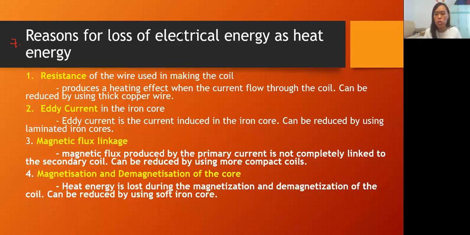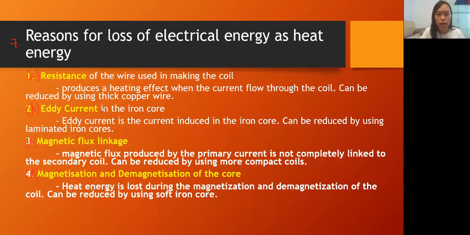So there are 4 reasons altogether. First, the resistance of the wire, then the eddy current, and also the magnetic flux leakage, and also the magnetization and demagnetization of the core. For each and every reason, we have a way to reduce the effect, so that less electrical energy is lost as heat energy. We will look into it one by one.